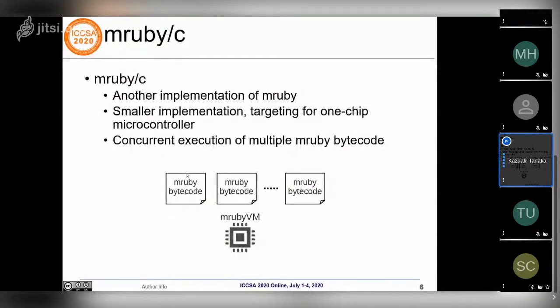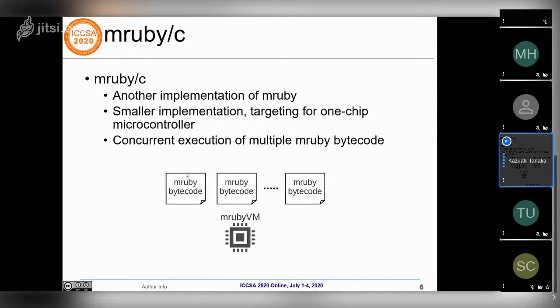And also, I have adapted the mRuby language to a smaller implementation for smaller microcontrollers. This is called mRuby/c. This is another implementation of mRuby. It is a smaller implementation targeting one-chip microcontrollers, very small microcontrollers. The memory consumption is about 40 kilobytes or less, so very small memory resources are used in mRuby/c. And concurrent execution is available in mRuby/c.